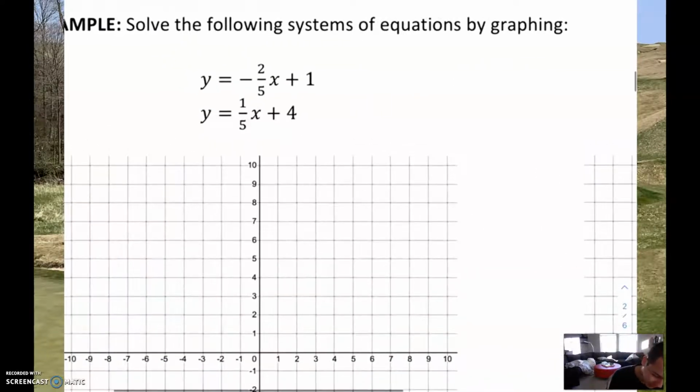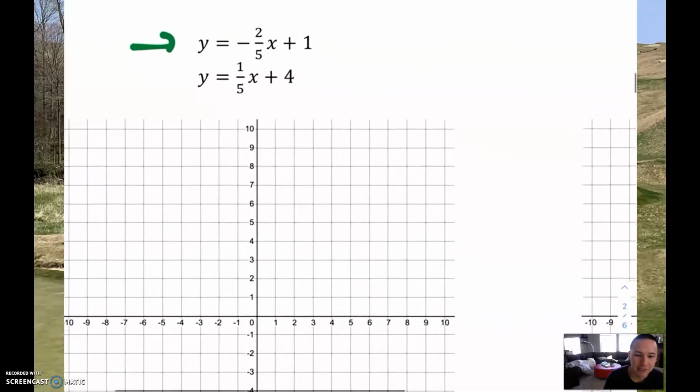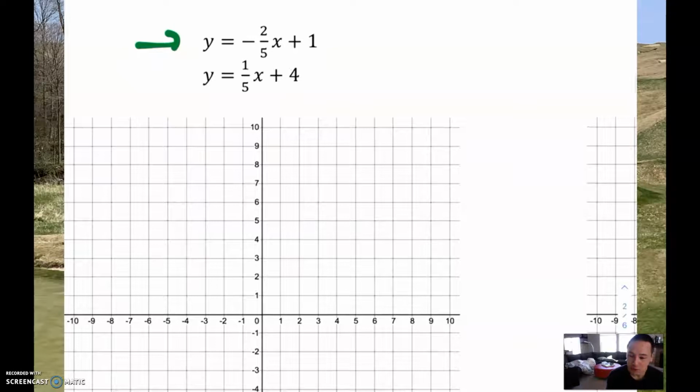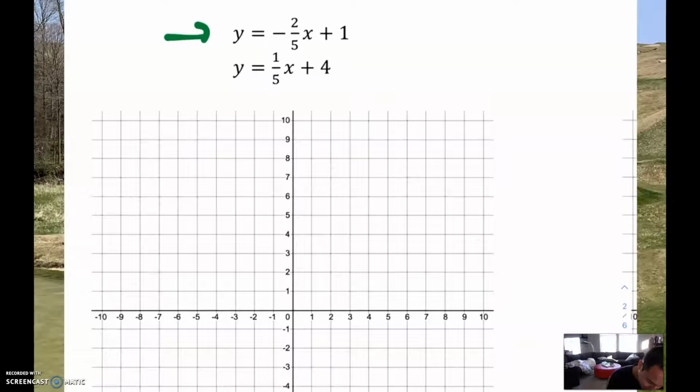Let's start by using green for this top one. Y equals -2/5 x plus 1. The slope is -2/5. That's the number that goes right next to the x. And the other number, that plus 1, is your y-intercept. That's where I'm going to start my graph. I'm going to start my graph at plus 1. So you start with the y-intercept on the up and down line. That's the y-axis.